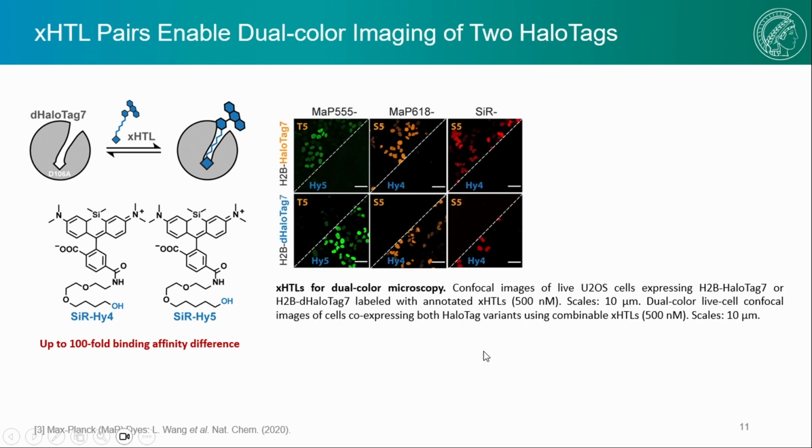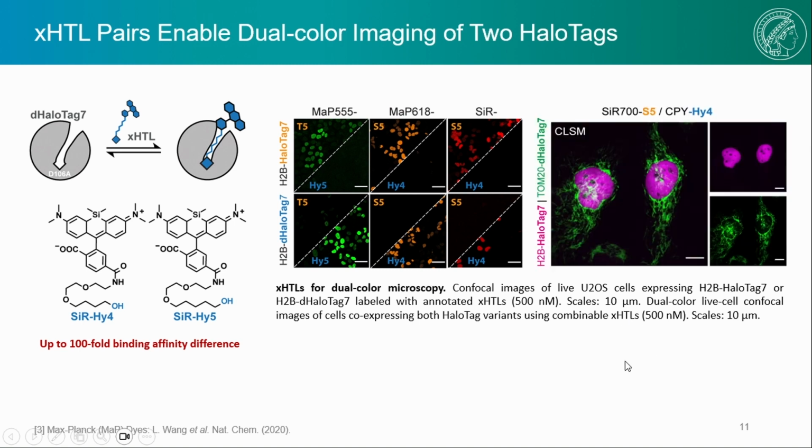This is demonstrated here again in some live cell experiments where we have cells expressing HaloTag or dead HaloTag in their nucleus, and you can see nicely that S5 and T5 only bind to the HaloTag expressing cells and much less to dead HaloTag, whereas it's the opposite for Hi5 and Hi4, which do not bind to HaloTag but deliver specific signal on dead HaloTag. And this can also be used in a single cell, expressing both HaloTags at different localizations and co-staining with the two probes that then can be nicely discriminated.